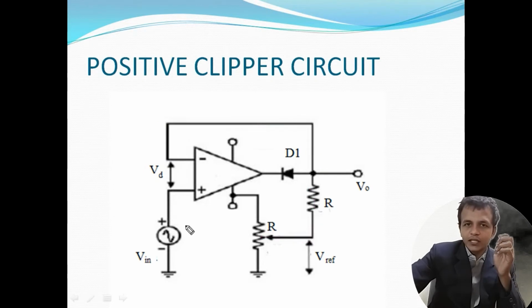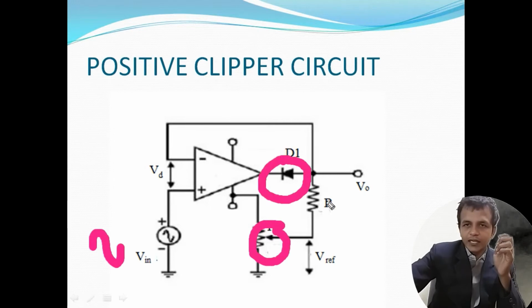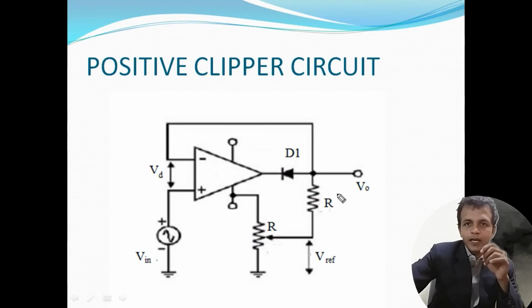So whatever the voltage that we are giving in the input side, that appears in the output side. But here, since the reference voltage is there and the diode is connected in this direction, the N-type semiconductor is connected to the output, the sixth pin of the operational amplifier. So what happens, this form of circuit clips the positive portion above the reference voltage.